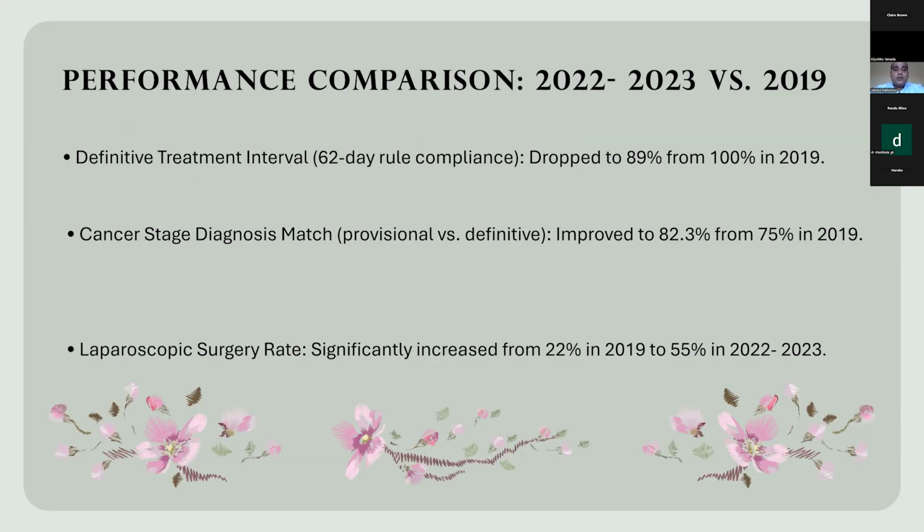Regarding the performance comparison between the audit we did in 2019 and the audit in 2022, the definitive treatment interval, the 62-day rule compliance, dropped to 89% from 100%, and I will discuss in the next slide why this happened. The cancer stage diagnosis match, provisional versus definitive, improved to 82.3% from 75% in 2019. And the laparoscopic surgery rate significantly increased from 22% in 2019 to 55% in 2022.